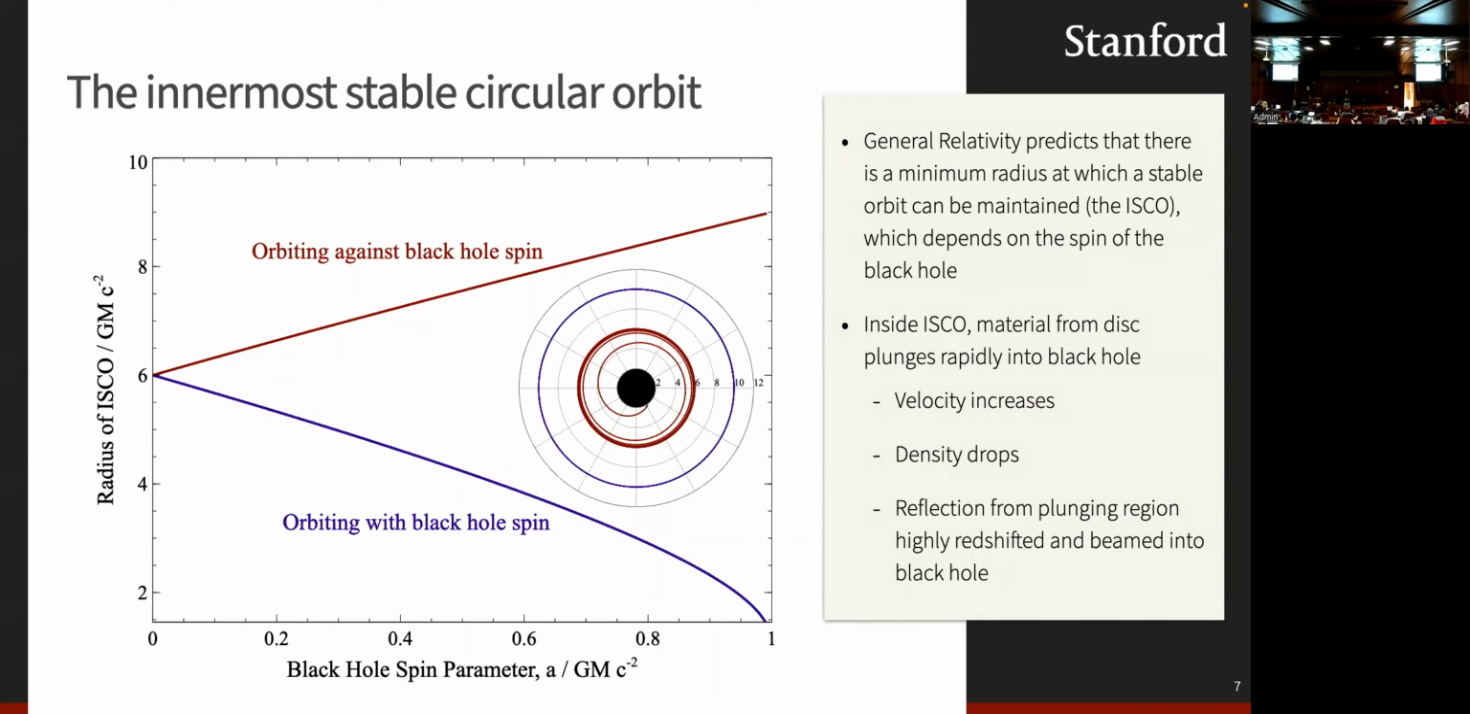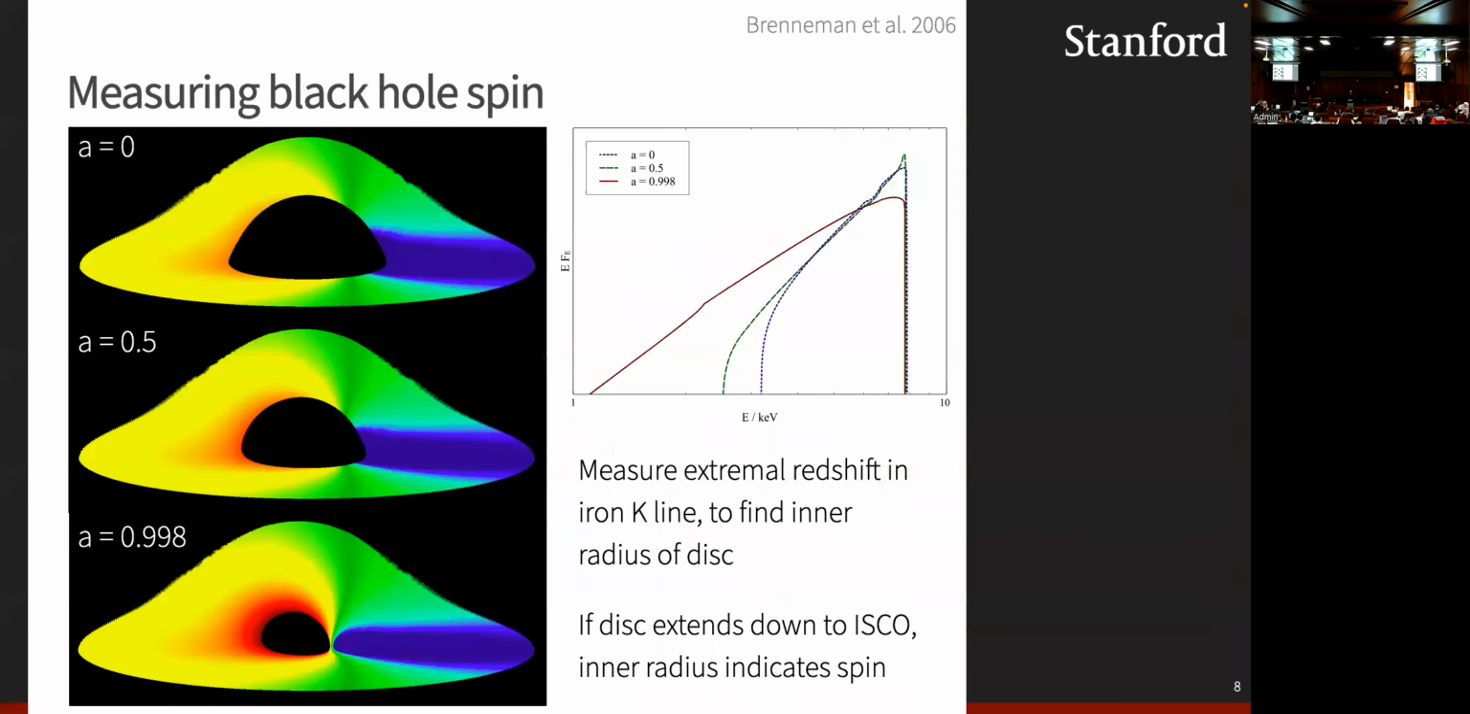But the idea here is that if we can measure the location of this innermost stable orbit, we can just refer to this curve, and that will tell us the spin of the black hole. And we do that with our iron K line. So this is that same image that I showed before, this ray-traced image of the inner accretion disk and the energy shifts of photons that are emitted from different radii.